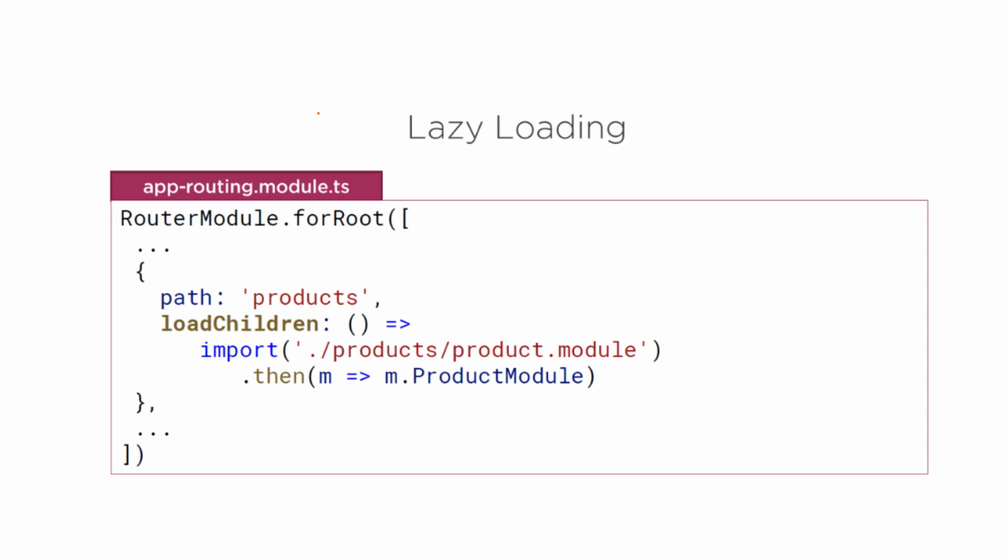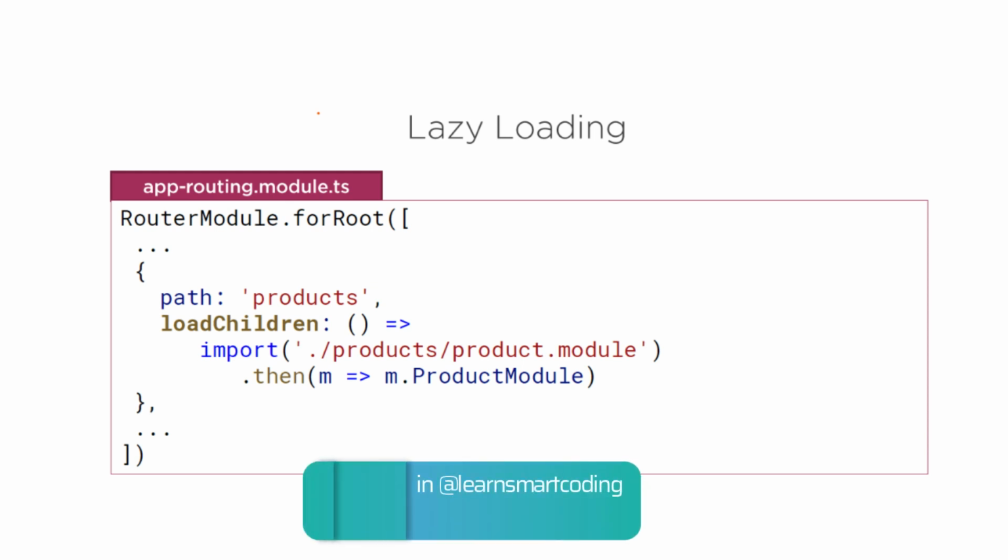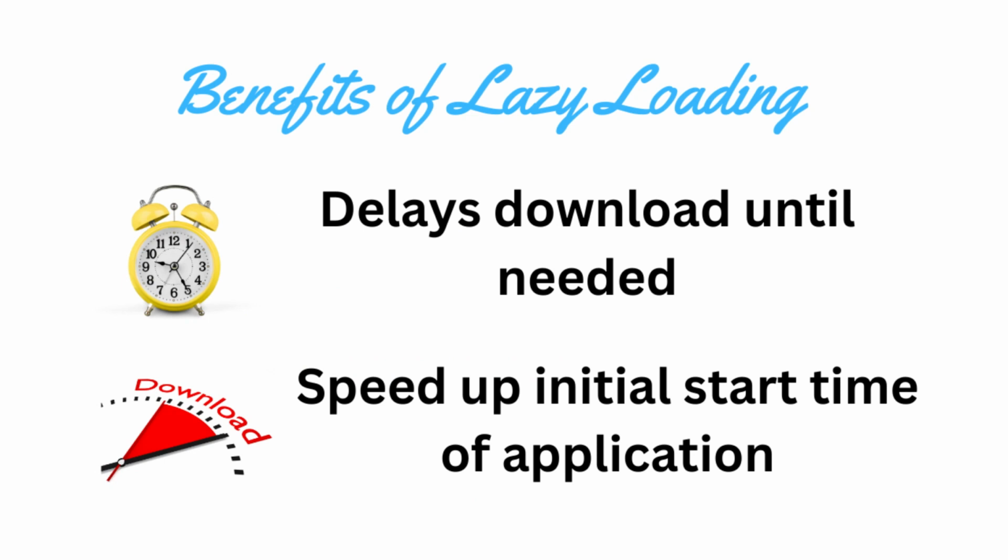Okay, so in this you can see the products module, which is a feature module, is loaded separately and we use loadChildren. This is a separate module which is loaded on demand whenever they navigate to the product section. What is the benefit of using lazy loading? There are two important benefits. One is it delays unnecessary modules from being downloaded during the start of the application. The second benefit is it will speed up the initial start of the application. Instead of downloading the whole thing, if we delay a part of it until later, then the initial boot of the application will be very fast.